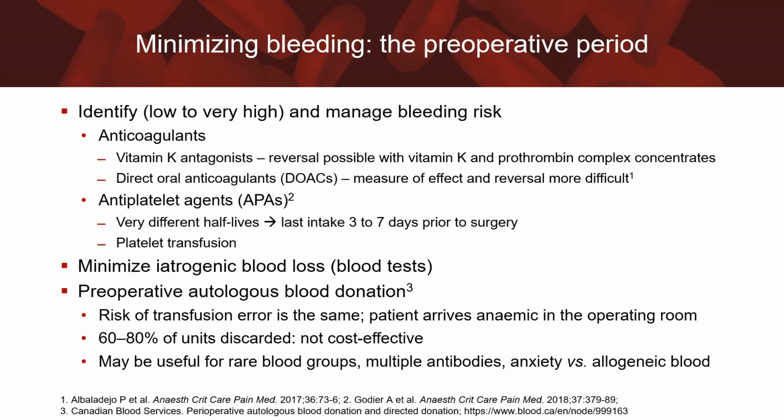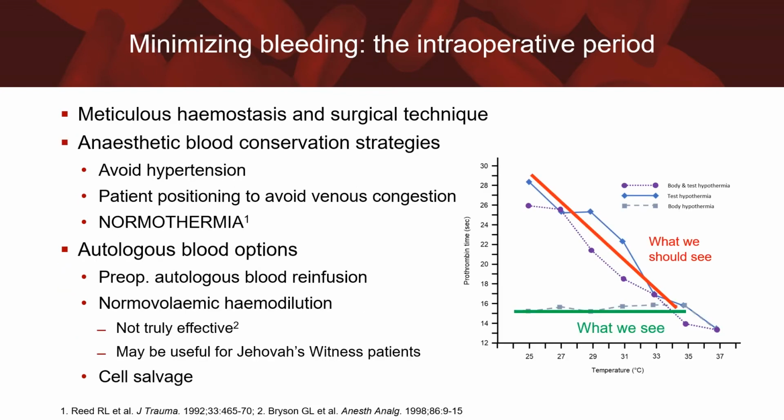regarding allogeneic blood transfusion. During the intraoperative period, we have to apply a number of strategies, such as meticulous hemostasis and surgical technique, which goes without saying, but still. The anesthesiologist can also apply a number of blood conservation strategies by avoiding hypertension, positioning the patient to avoid venous congestion, but mainly by maintaining normothermia.